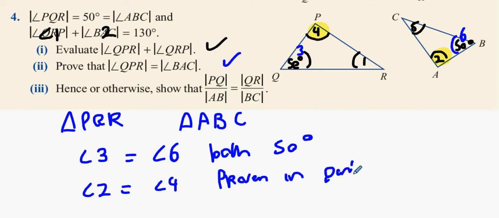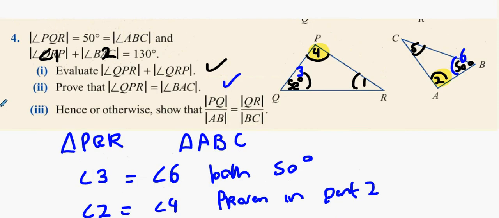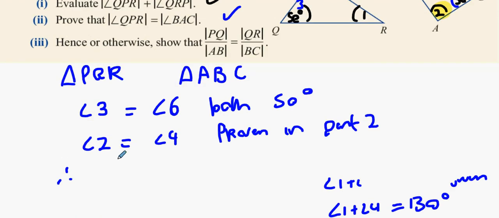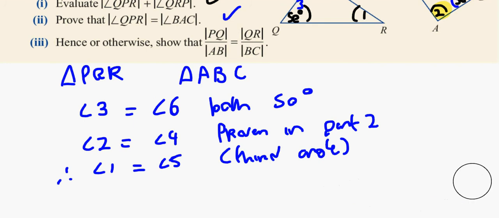In part 2. Therefore, angle 1 equals angle 5 because it's the third angle. And then what we can say is that the triangles are similar because all angles are the same.